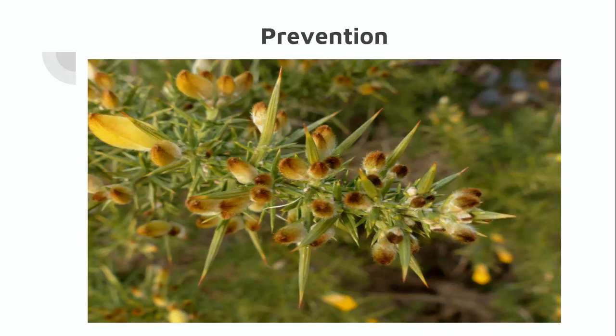Gorse stands are often controlled by regular burning or flailing, giving them the ability to regrow from stumps or seeds. Denser areas of gorse are sometimes bulldozed.